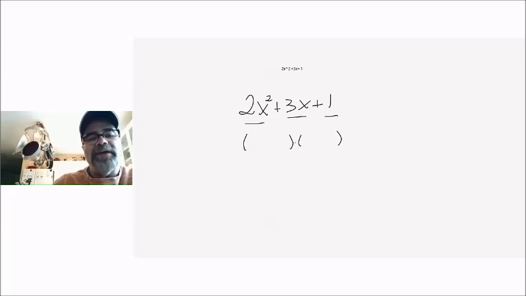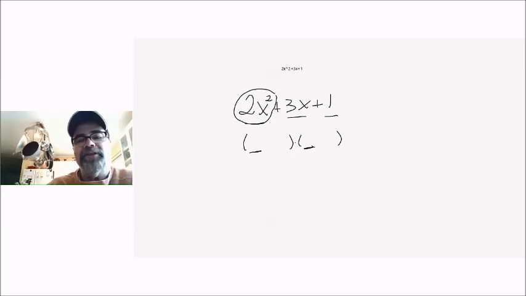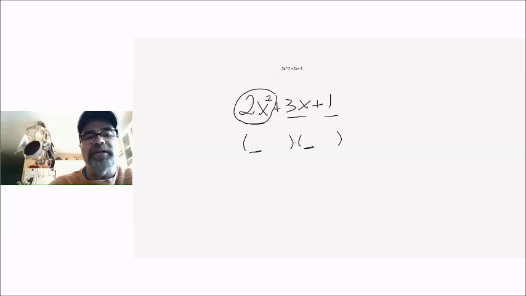So what we're going to look at first is finding out what the first term in each binomial is, and that comes from looking at what the first term in the trinomial is. And kind of the thought process we go through is, what two things can I multiply together that are going to give me 2x squared? And ideally here, we're talking about whole numbers or integers that we're going to get as a product of two numbers that's going to give me 2.